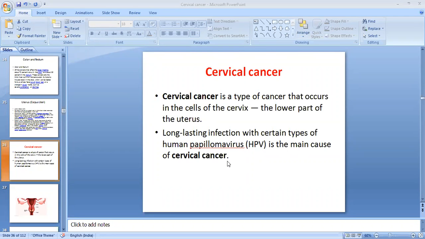There are a lot more genotypes of HPV, human papilloma virus. Even normally we carry so many human papilloma viruses on our skin, but there are certain types. If they are responsible for long-lasting infection, then they cause this cancer, cervical cancer. And of course, the cervix is only present in females, so this cancer occurs in women only.